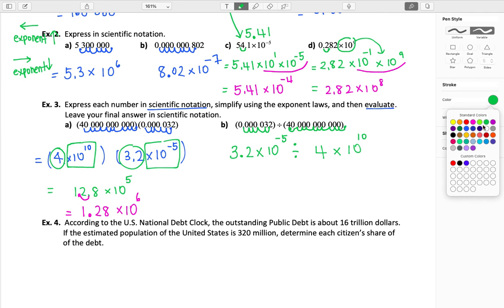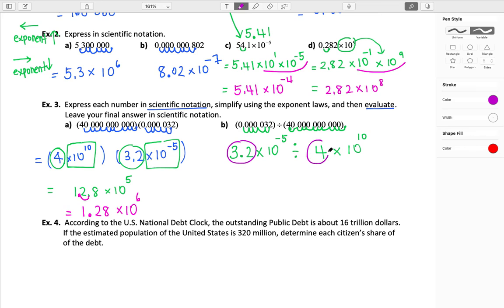Again, same thing. We have our like terms, so 3.2 divided by 4. 3.2 divided by 4 is going to give me 0.8 times, so we're going to do 10 to the negative 5 minus 10 to the 10, because we're subtracting. So it's minus 10, right? Division, you're subtracting. So it's 0.8 times 10 to the negative 15.